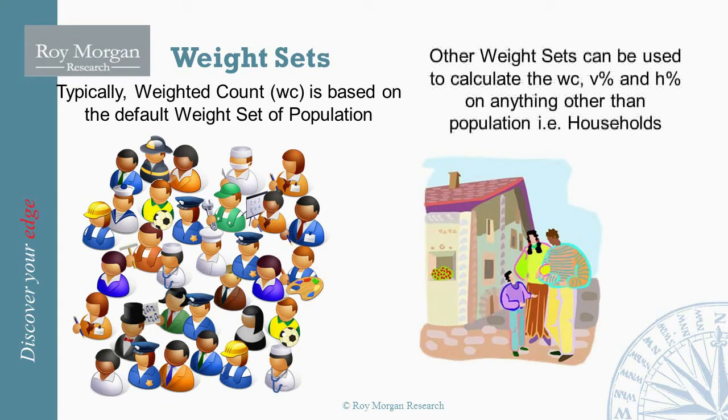You would use a different weight set to calculate your weighted count, V percent, and horizontal percent on something other than population. For example, households. The Asteroid can utilize up to four weight sets.